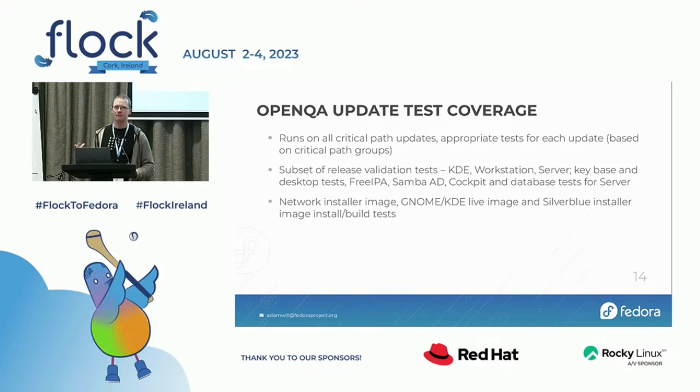Before, we had this problem where there'd be a KDE update and it would run all the GNOME tests, which was kind of dumb because a KDE update isn't going to break GNOME. So I've tweaked things around, and now critical path is defined in groups, and everything along the path knows which groups an update is critical path for. So OpenQA can say, hey, this is only in the critical path GNOME group, I'll only schedule the GNOME tests. But assuming an update was in all of the critical path groups, you would get about 60-something tests.